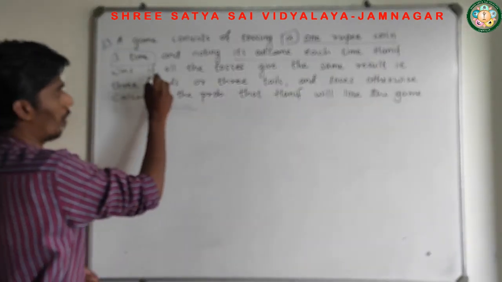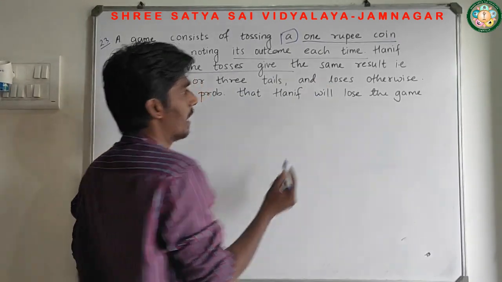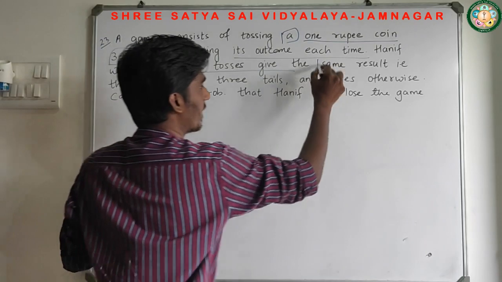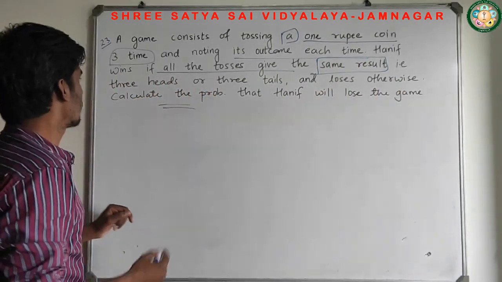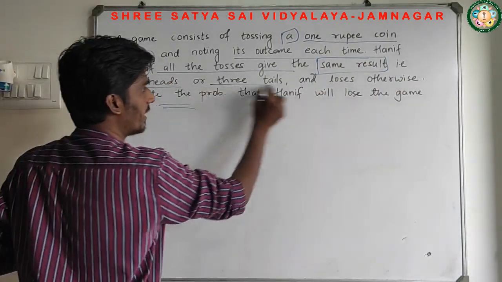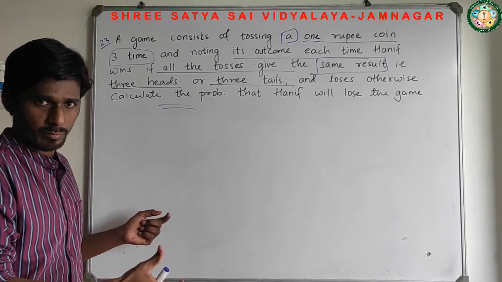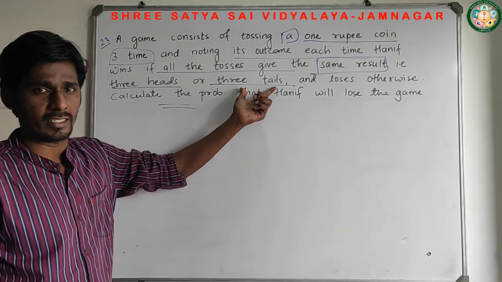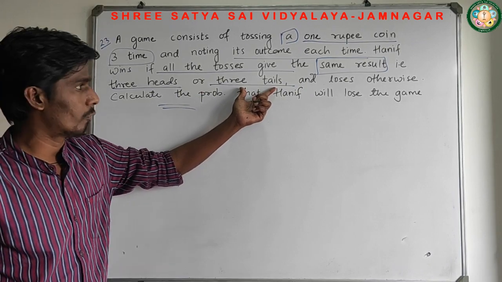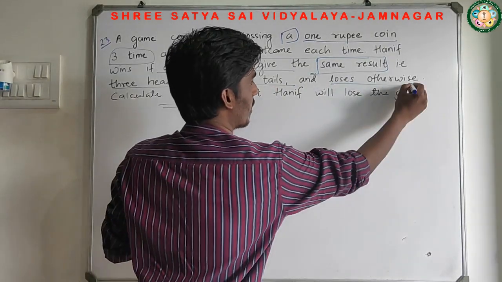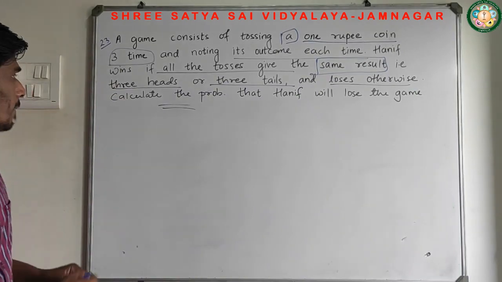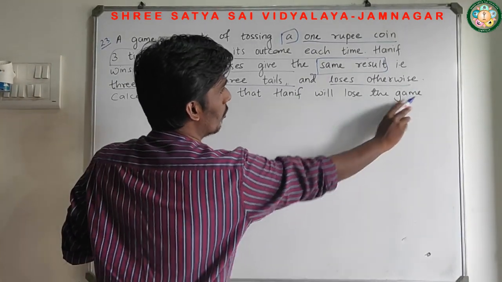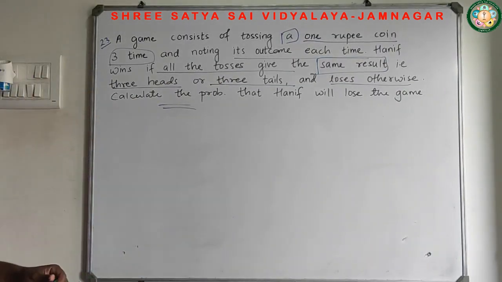Hanif wins if all the tosses give the same result. Hanif is going to win with what condition? With the same result, that is either 3 heads or 3 tails. By tossing a coin 3 times, if he gets all 3 heads or all 3 tails, then only will he win, and loses otherwise. Calculate the probability that Hanif will lose the game.